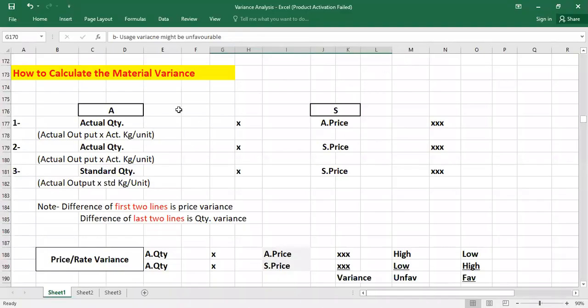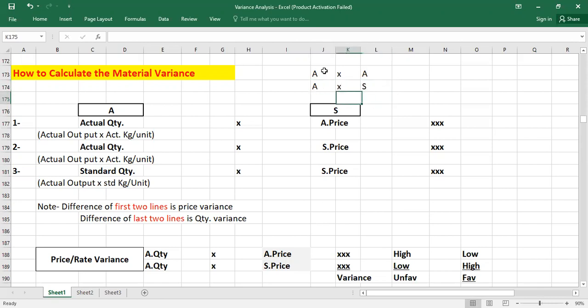Now we are going to look at how to calculate the material variance. Actually, we have two letters. I'm using these two letters just to derive the formula. The first letter is A, and the second letter is S. We have to make three possible combinations of these two letters. For example, the first combination we will take is A times A. The second combination we will make is A times S.